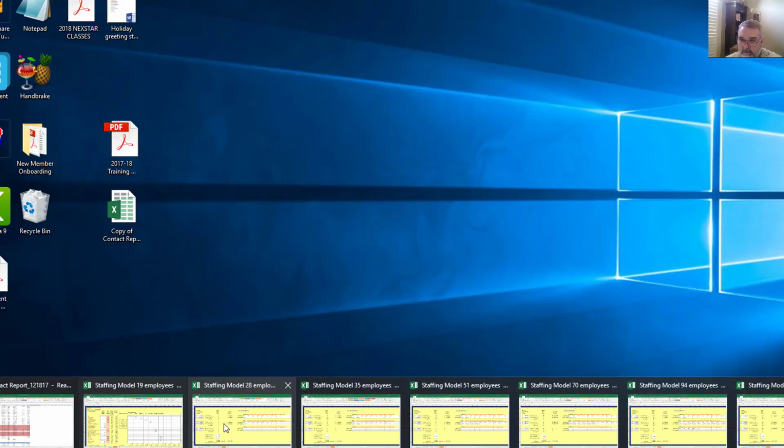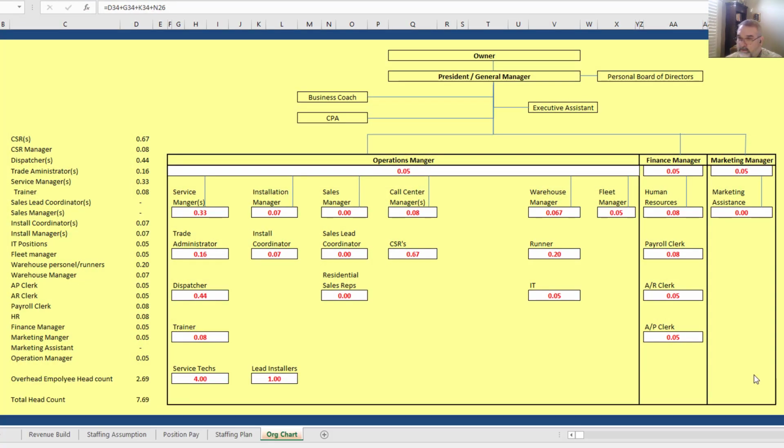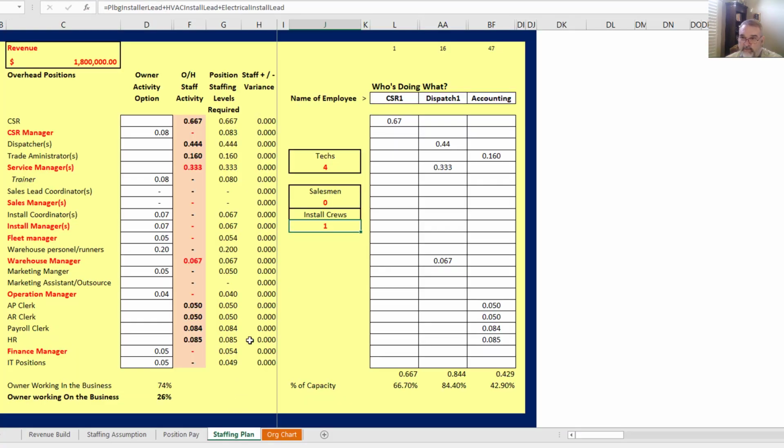Okay, and as you can see from the 8-person one, where's he at? Here he is. Who was doing the trade administrator job over there? Your dispatcher was. Oh no, I'm sorry. Yeah, no, your accounting person was. Your accounting person was doing that trade administrator work. So that fell in the accounting department. So I basically took that off of the accounting department in this one.